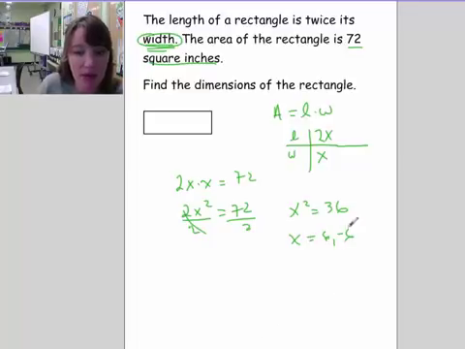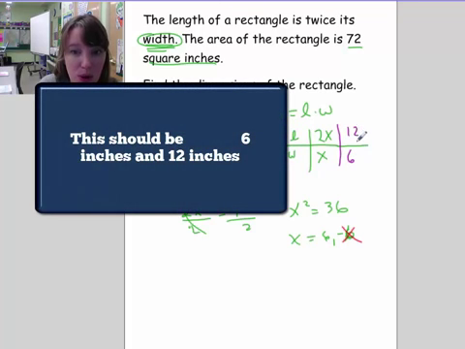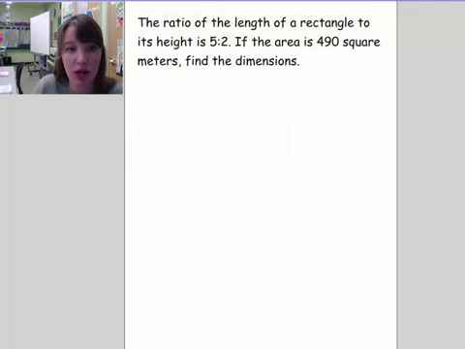But remember, this is a word problem that's geometric in nature, so we cast out the negative 6 solution because we're looking for lengths. And so negative 6 is not a length, so we're going to cast that solution out. And let's go back. x is 6, and so twice x would be 12. All right, so 6 times 12 is 72, so that's the area. Okay, let's try another one.